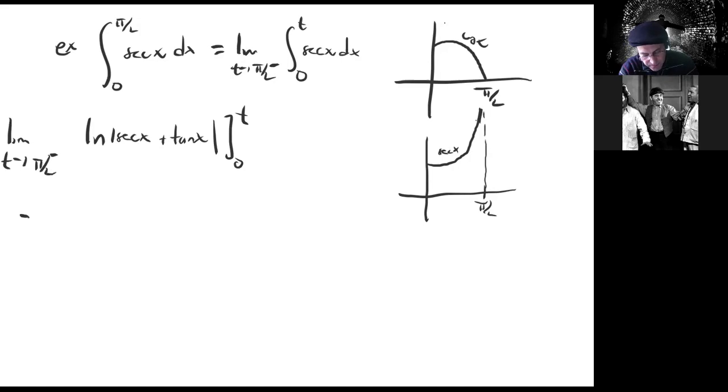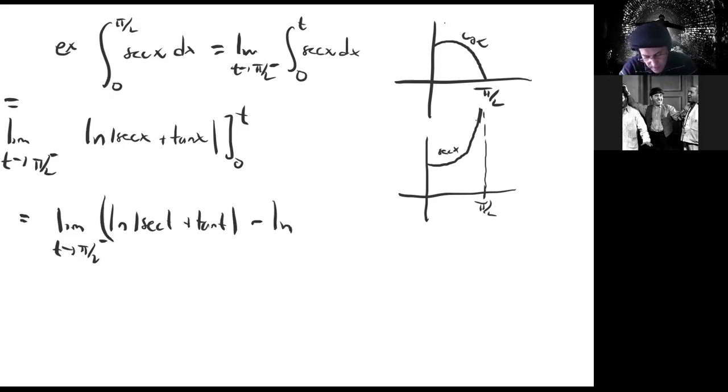And so what do we get? If we stick in t, we get ln of the absolute value of secant of t plus tangent of t. And if we evaluate at 0, we get ln of secant of 0, which is 1, plus tangent of 0, which is 0. So ln of 1 is just 0. This vanishes.